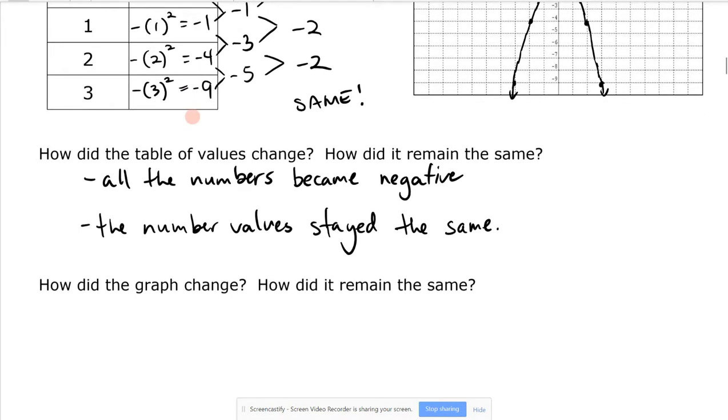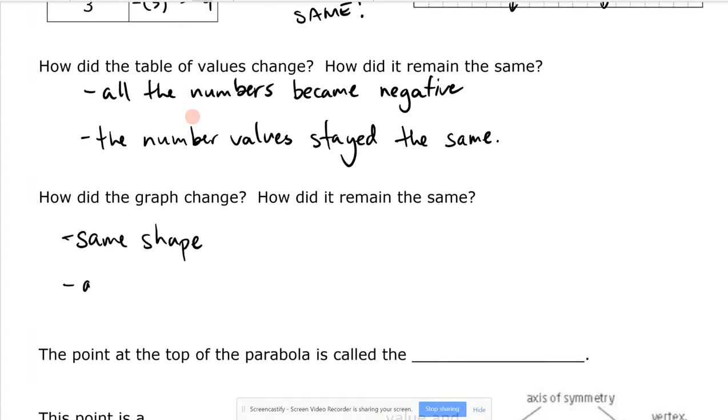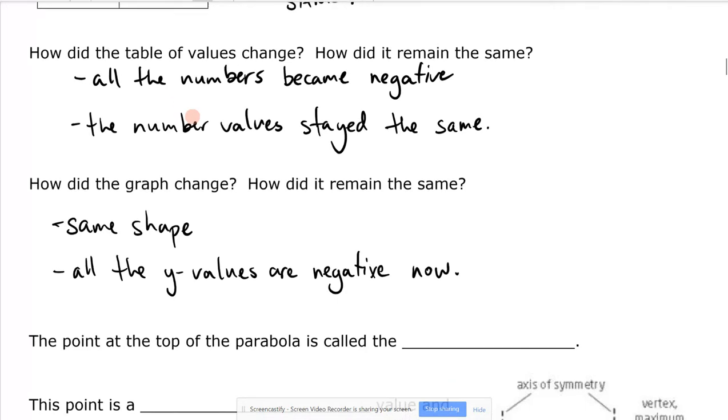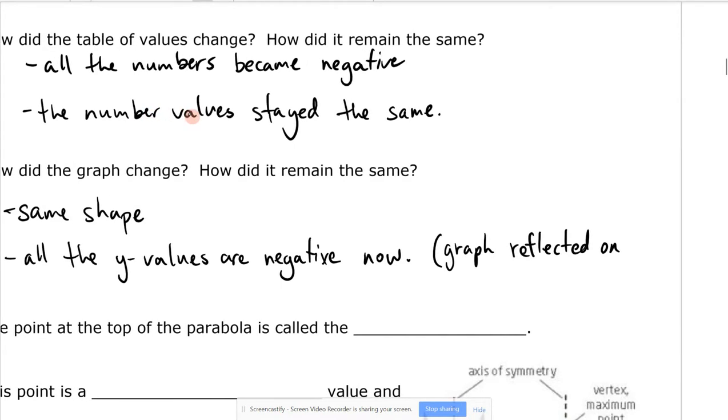Okay. How did the graph change? Well, you notice the graph still has the same shape. However, all the y values are negative now. So same shape, all the y values are negative now. We can say the graph reflected on the x-axis. Okay, it's flipped upside down.